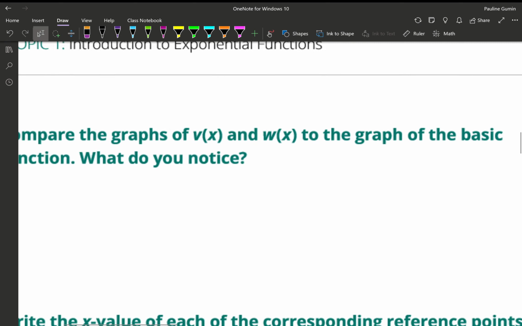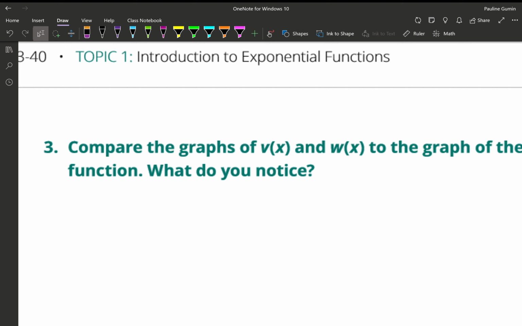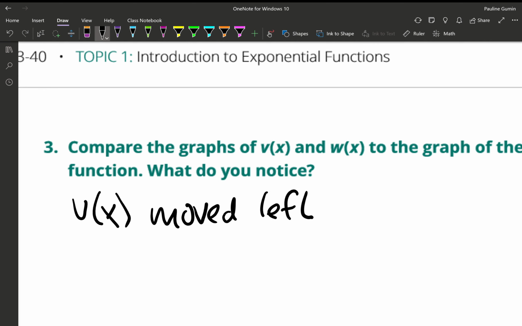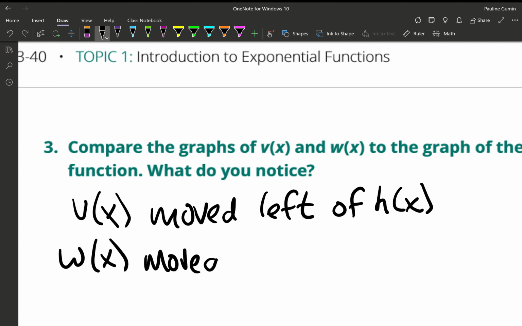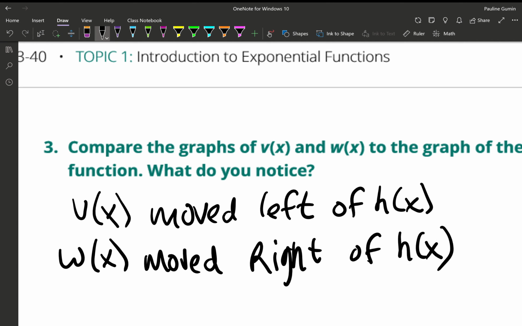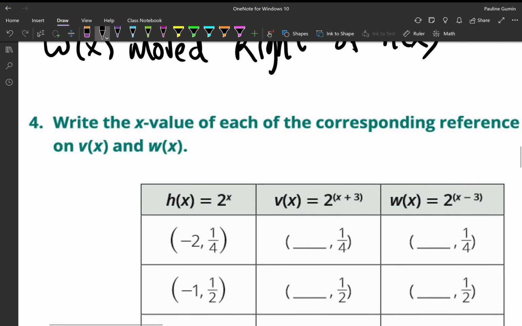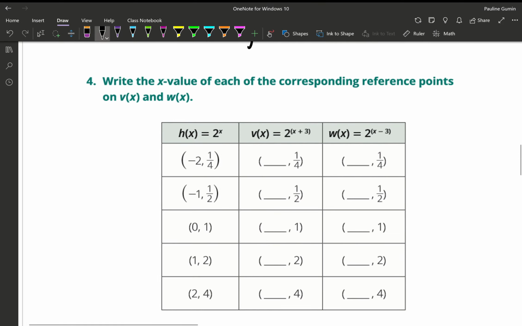Okay, now, how do we compare it? What do we notice? Well, v of x moved left of h of x, and w moved right of h of x. So we're just rewriting the same things in many different ways because they appear in many different ways to us. Okay, for number 4, we're going to complete this table.